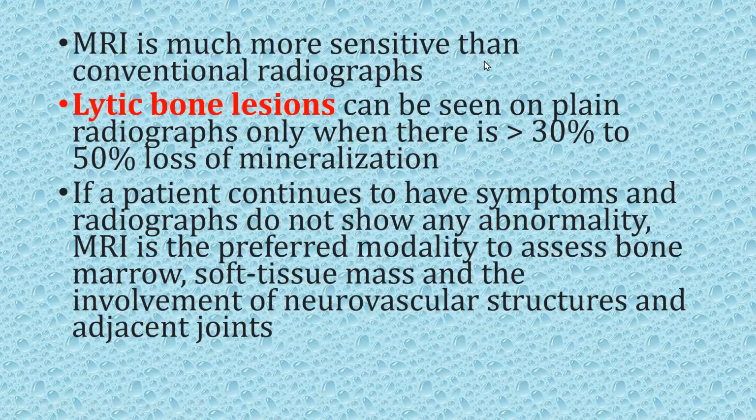This is a question we love to ask. And if a patient continues to have symptoms and radiographs do not show any abnormality, MRI is the preferred modality to assess bone marrow, soft tissue mass, and the involvement of neurovascular structures and adjacent joints.